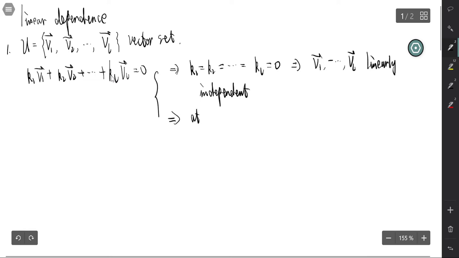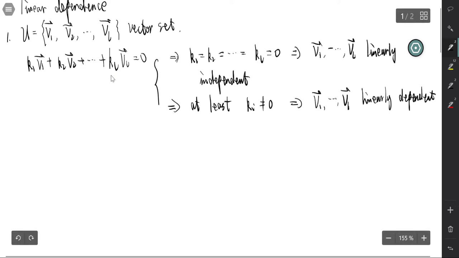If at least one ki does not equal zero, we say that the set V1 to VL are linearly dependent. This is the definition of linearly dependent and independent. From the definition we know that this is the equation, and the solution of this equation tells us whether the vector set is linearly dependent or independent.